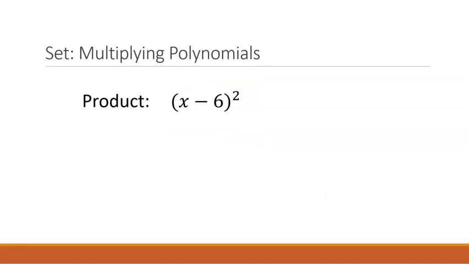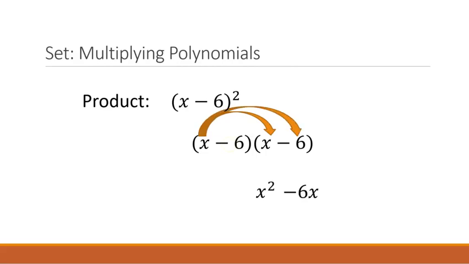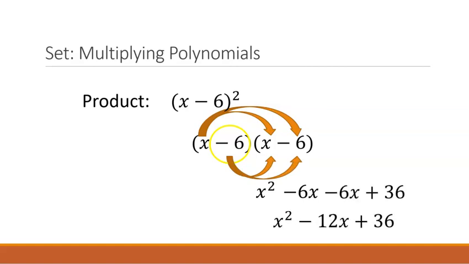Another example of multiplying polynomials is taking an expression and squaring it. In this case, the binomial x minus 6 is being multiplied by itself, since the square represents multiplying the same quantity to itself. The distributive property will still be used, and the negative 6 will still be distributed. When you combine like terms, the final answer to this product is x squared minus 12x plus 36.